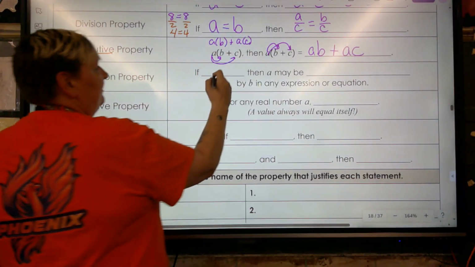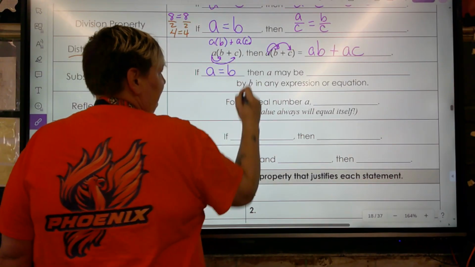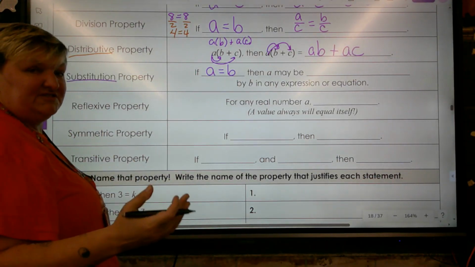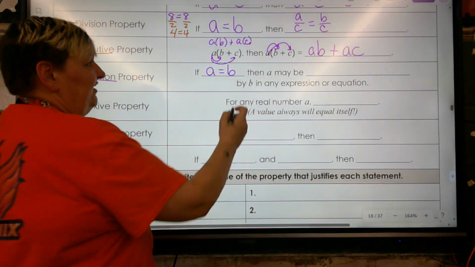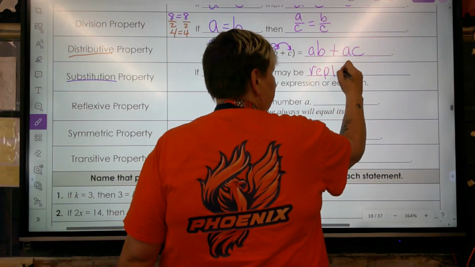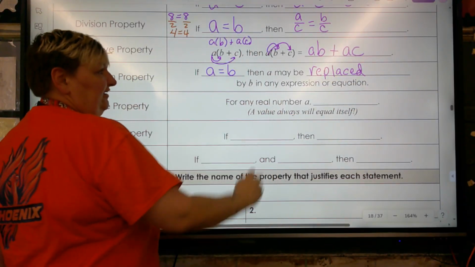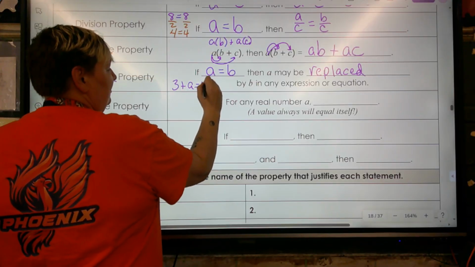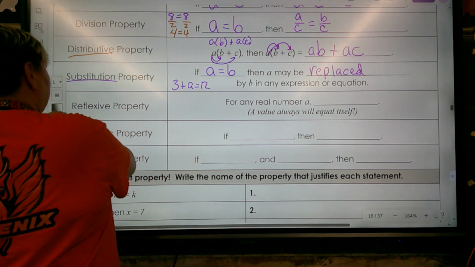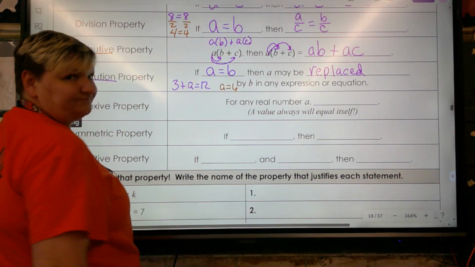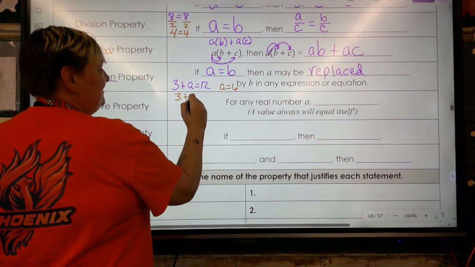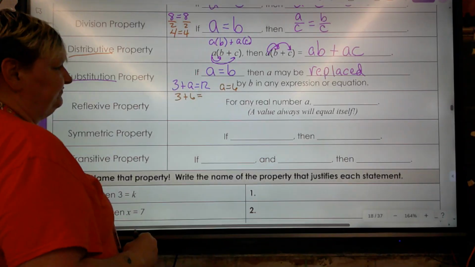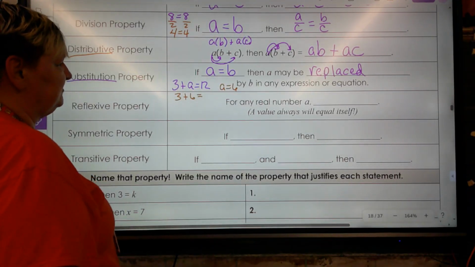Substitution property. If A equals B, then A may be substituted, substitution, to replace. A may be replaced or substituted by B in any expression or equation. So if you have 3 plus A equals 12, and they tell you that A equals 6, then you can put 3 plus 6. I can replace the A. Well, that's not going to work, is it? Why do I do this to myself?